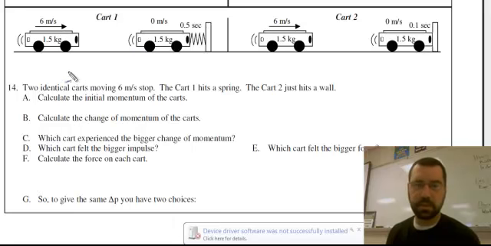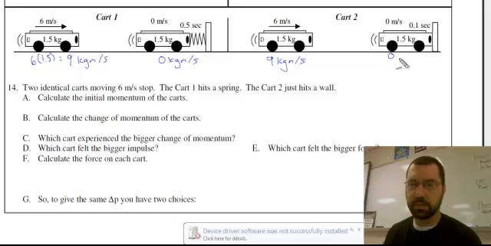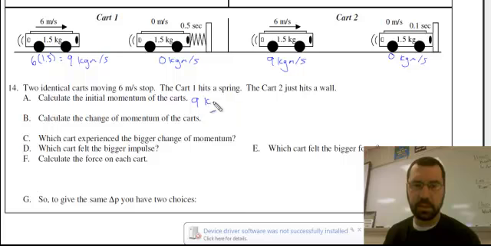So to start off, let's just write what their initial momentum is. So 6 times 1.5 equals 9 kilogram meters per second. Here we have 0 kilogram meters per second because it stopped. Once again over here, this would be 9 kilogram meters per second and 0 kilogram meters per second. Okay, so we've just calculated the initial momentum of the carts. We can answer that. It'd be 9 kilogram meters per second.